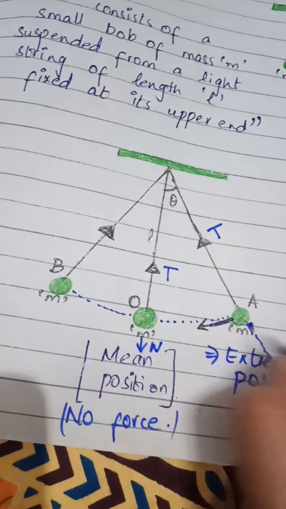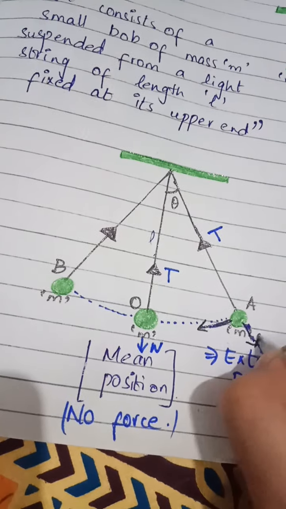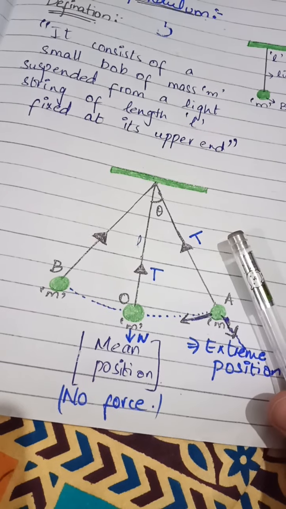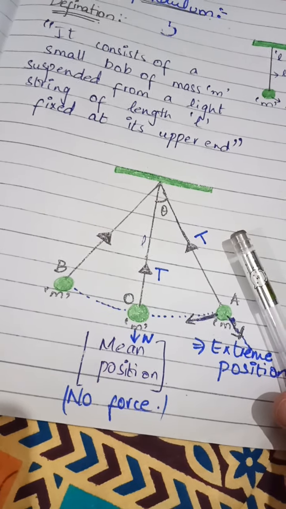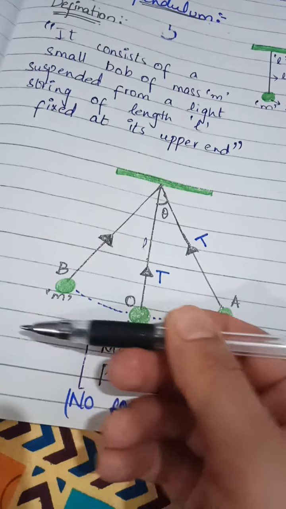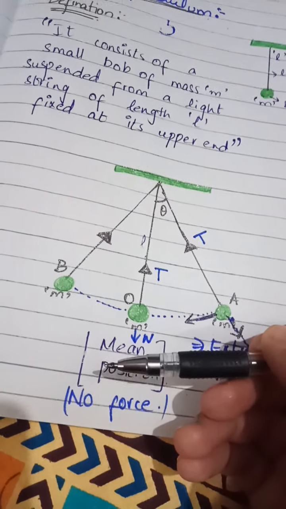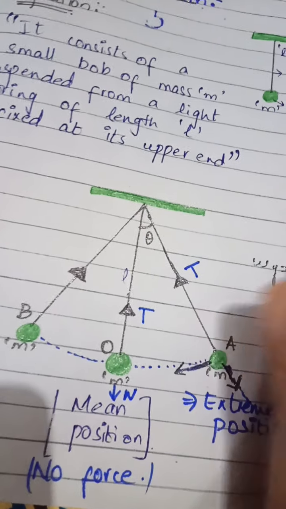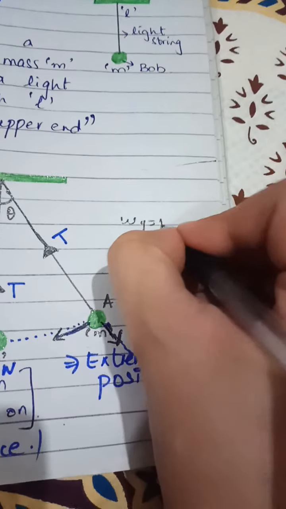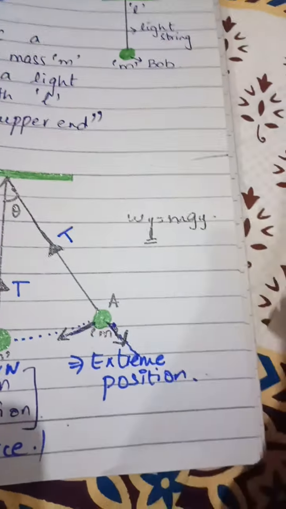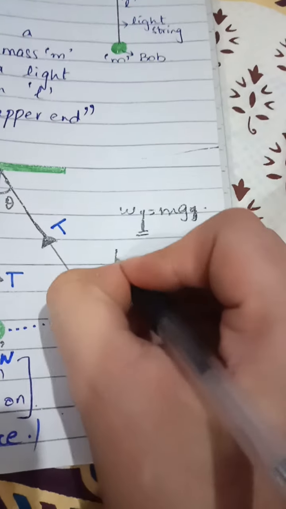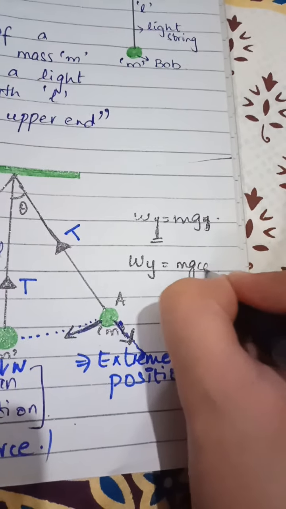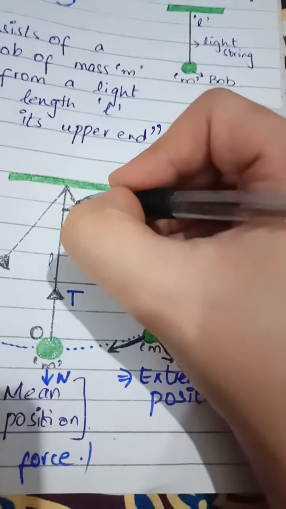This side and this side. This is the vertical component, that is our y-axis, and this is going to be the horizontal component, that is our x-axis. So along the y-axis, the Wy will be equal to, as W is equal to mg, along that y-axis it will be mg cos theta, as it is making an angle.